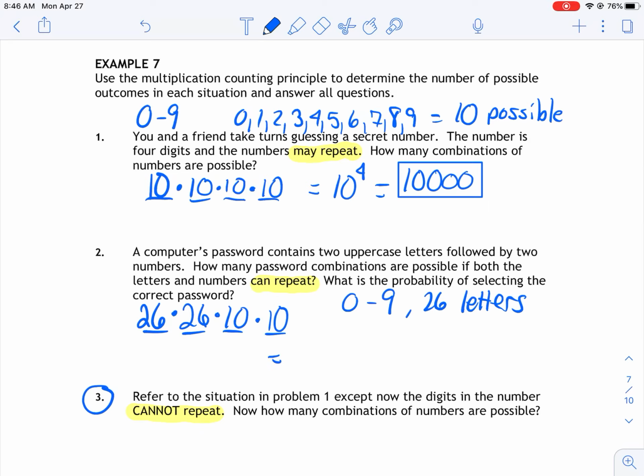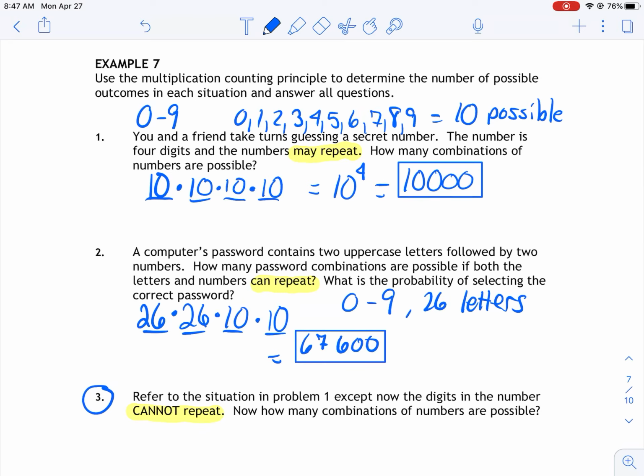Multiply all those together, 26 times 26 times 10 times 10. You go to your calculator to do that. I would have 67,600 different combinations of a password. Okay, so a lot more combinations than just doing all numbers all across the way. So you got lots more combinations this time.